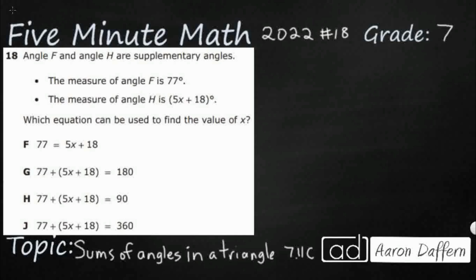Today we are looking at the 7th grade concept of sums of angles in a triangle. This is standard 7.11c in the great state of Texas, and we are using item number 18 of the 2022 released STAAR test. If you have not done so already, please take a moment to pause the video, work this problem out on your own, unpause it, and we will look at our answers together.